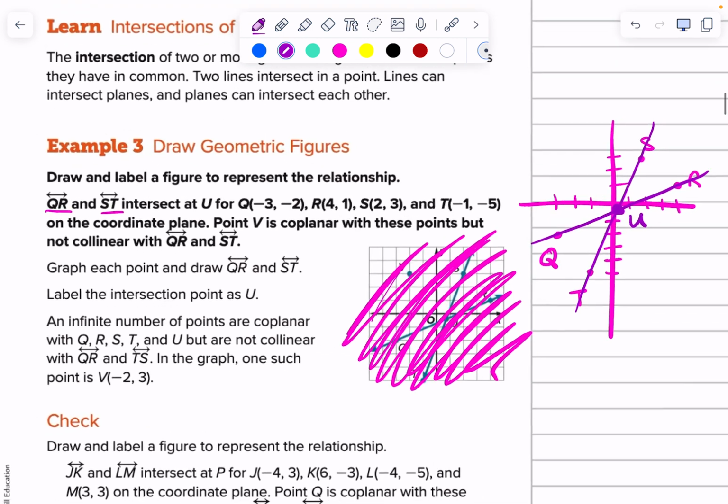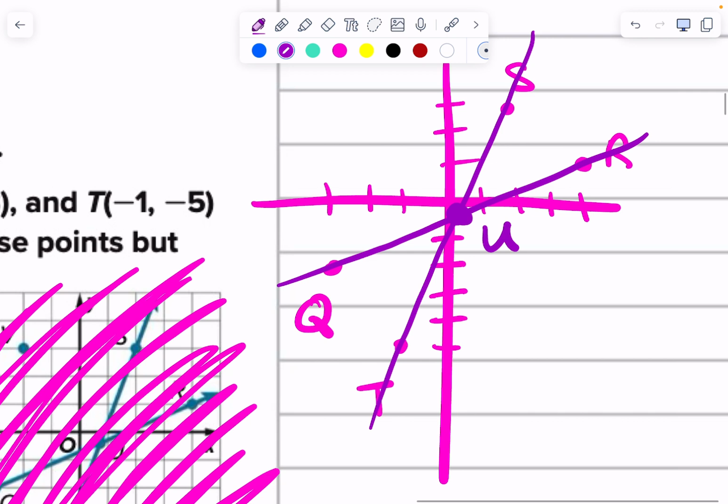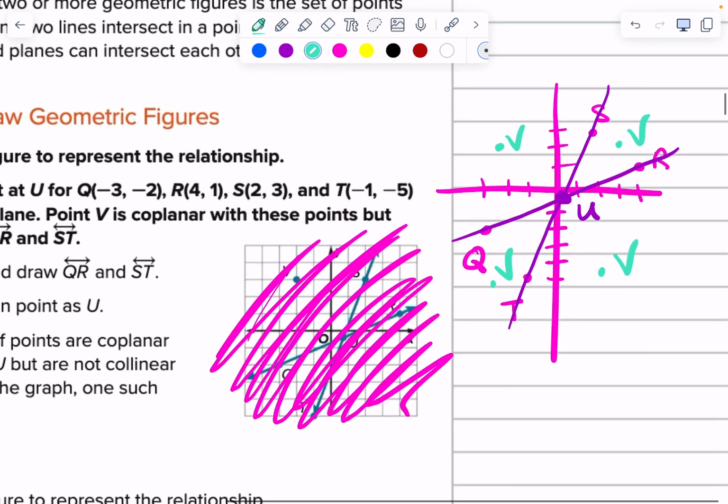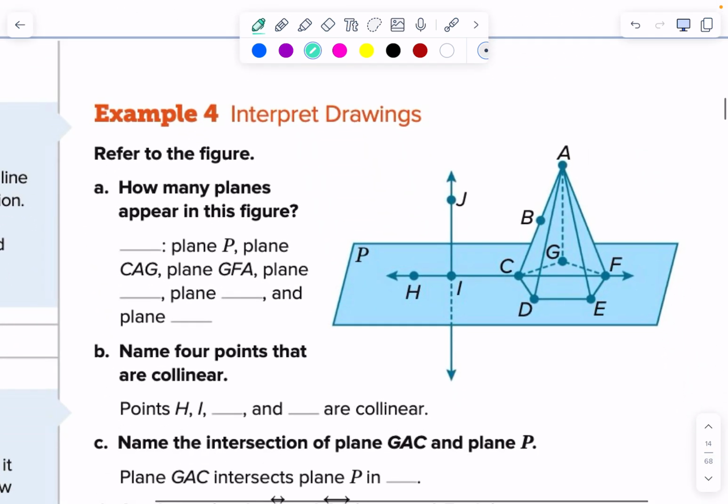Okay? Point V is coplanar with these points, but not collinear with any of the lines. So where can V live? You gotta listen. V is coplanar, but not collinear. V can live over here, or down here, or over here, wherever it wants to live, as long as it's not on the same line. Got it? That was not that hard. Good? Okay, moving on. Example 4. Flip to the next page. We're going fast.